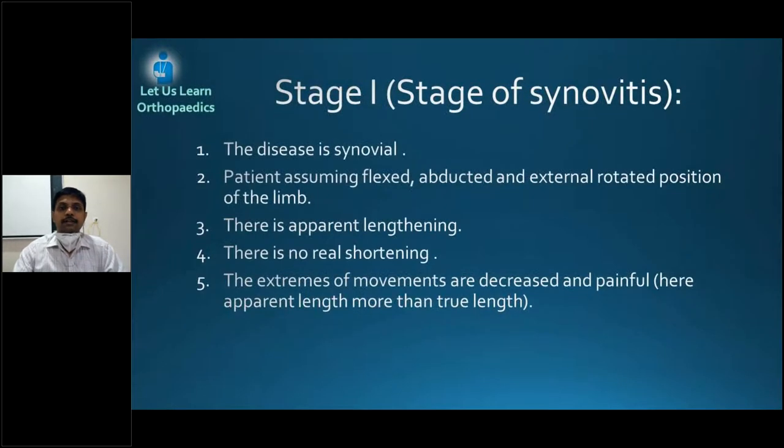the stage of synovitis. This is the stage where the disease is synovial. The patient assumes flexion, abduction and external rotation position of the limb and there is apparent lengthening. The limb appears to be lengthened and there is no real shortening. The extremes of movements are decreased and painful. Here the apparent length is more than the true length.